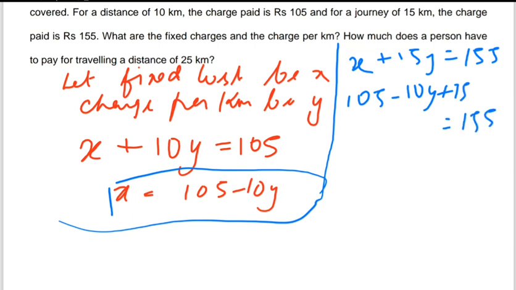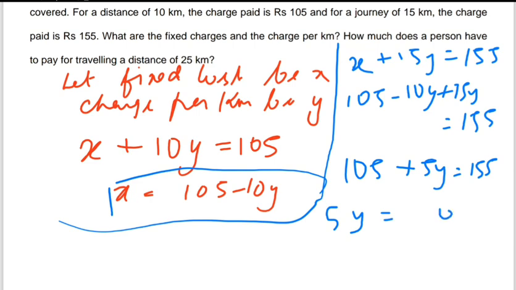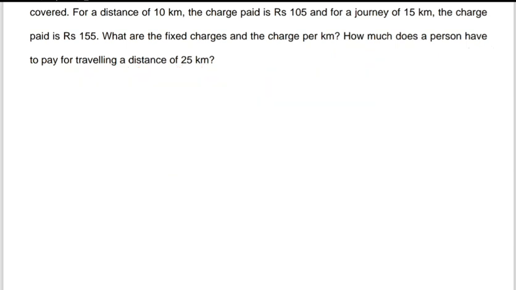So 15y minus 10y is equal to 5y. 105 plus 5y is equal to 155. Taking 105 to the RHS, 155 minus 105 is 50. So 5y is 50. Taking 5 to that side, y is equal to 10. So the charge taken per kilometer is rupees 10 per kilometer.